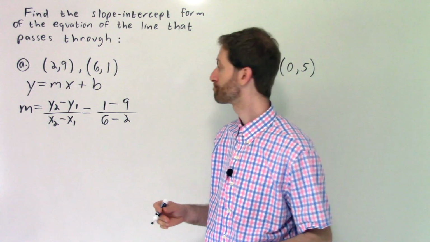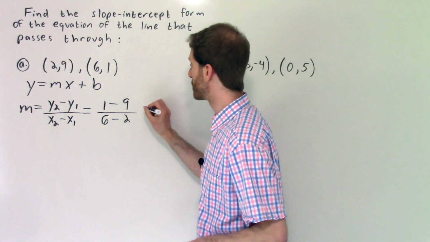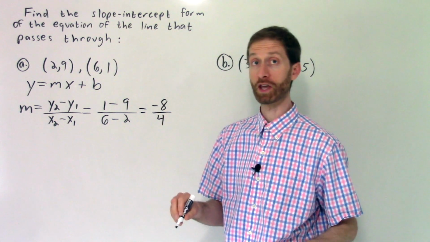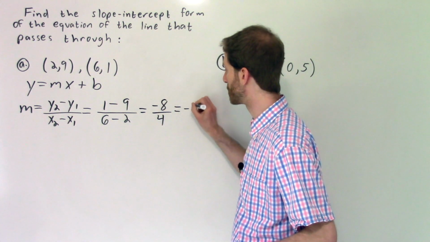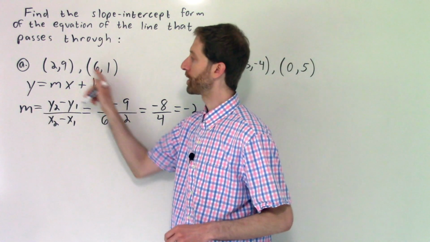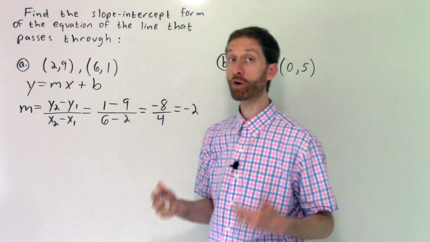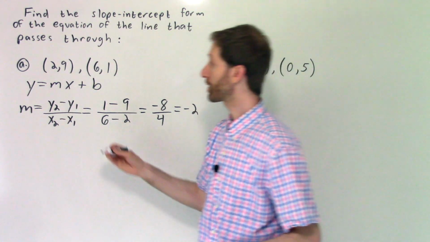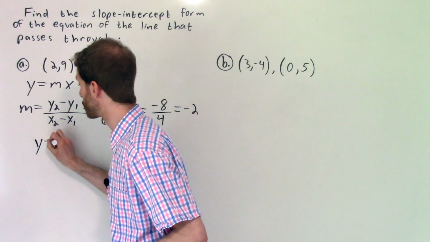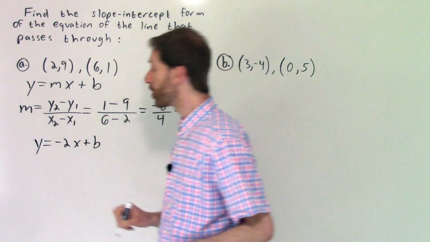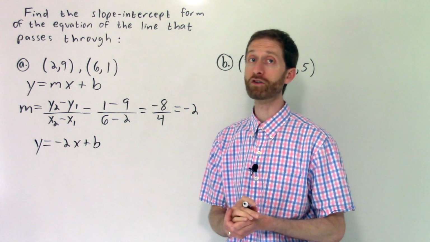So 1 minus 9 is negative 8 all over 4, just doing a little bit of simplification here. And now we have a slope of negative 2. So what? Well, we've got this template here. This is our end goal, and we found one key part of that template, m, the slope. So let's plug that in. We've got y equals negative 2x plus b. Okay, so we're in decent shape, but we still need that value of b.